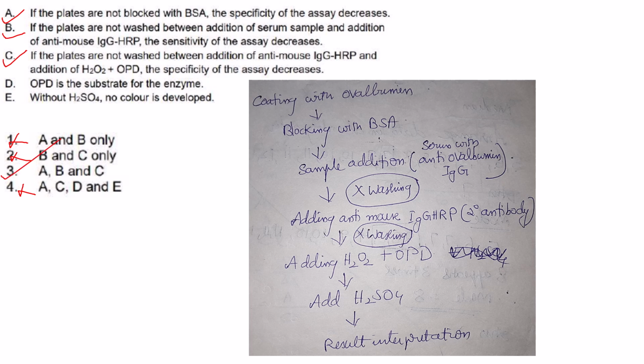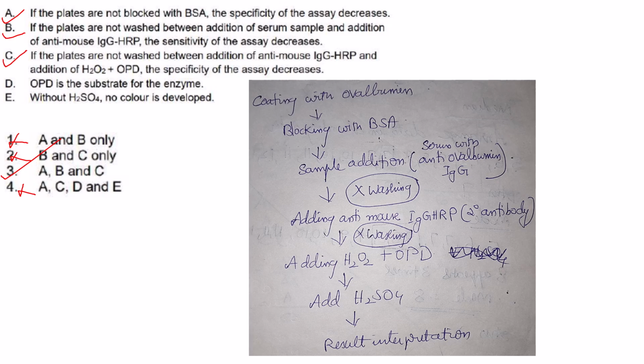Okay, now we will see the others. OPD is the substrate for the enzyme. OPD is actually a chromogenic substrate. It is not the exact substrate. The exact substrate is your H2O2 for HRP. The reaction of this chromogenic substrate with HRP produces a yellow-orange colored product. And a chromogenic substrate is a synthetic molecule, designed in such a way that it can be acted upon by the enzyme, and it produces a detectable color change.